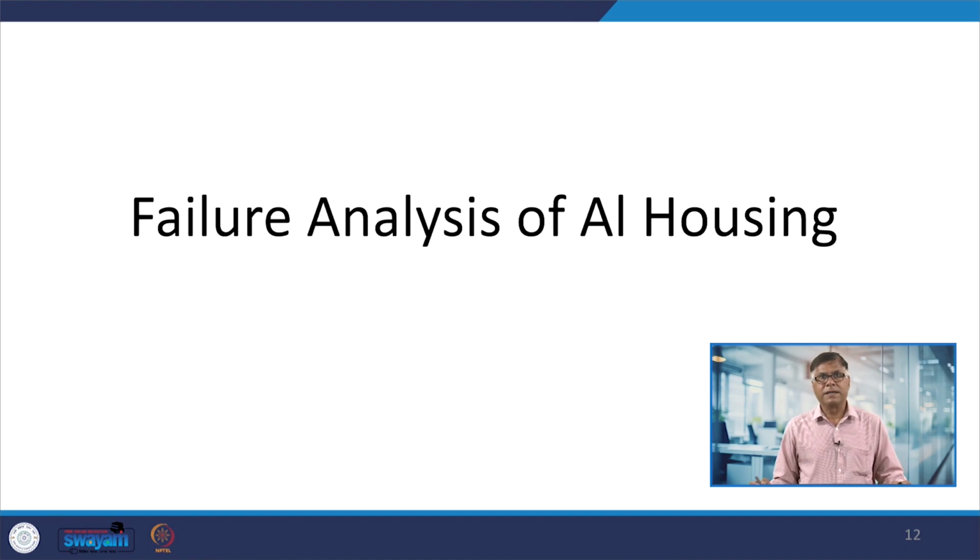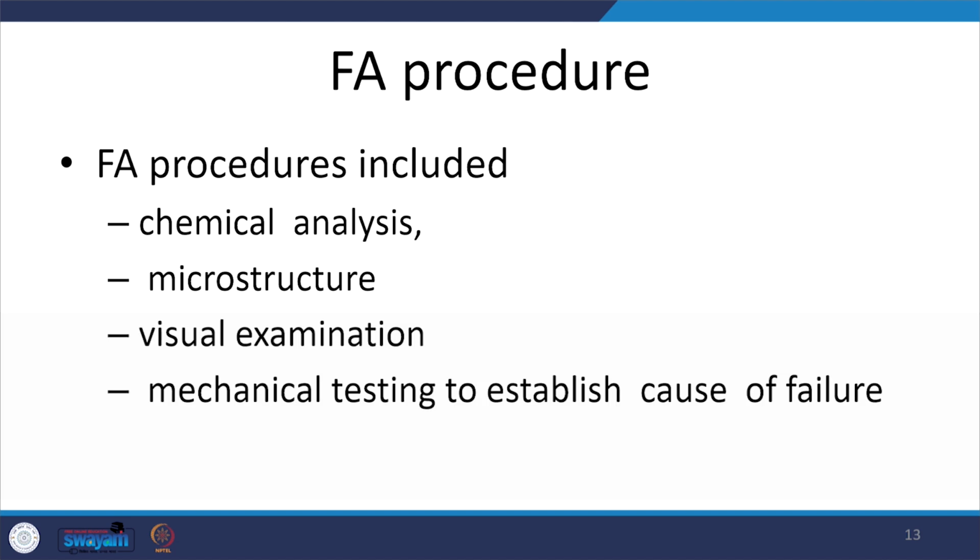There is another failure analysis, of an aluminum housing made of A356 alloy. Initially, the observation showed that the housing had a crack which initiated from one of the locations in the housing. The procedure adopted for the failure analysis included chemical analysis, microstructure, visual examination, and mechanical testing to establish the cause of failure.